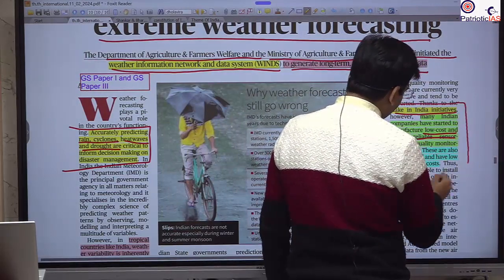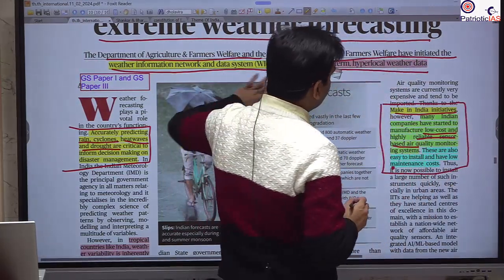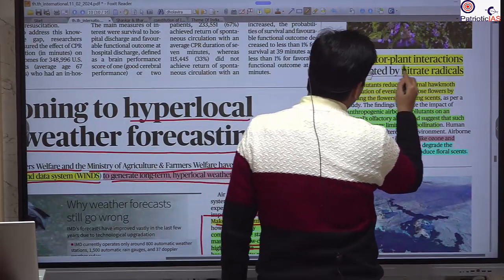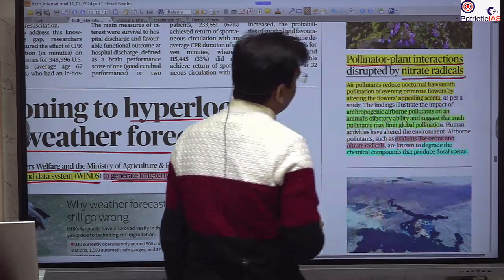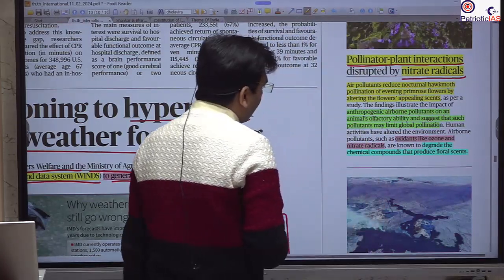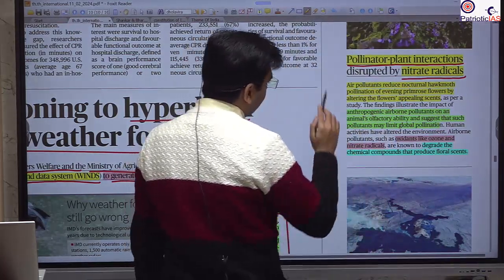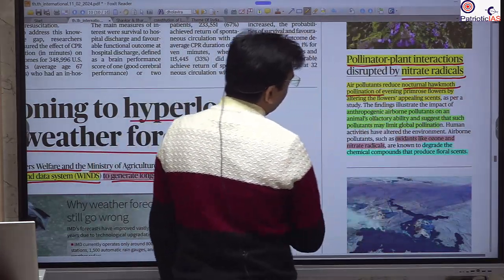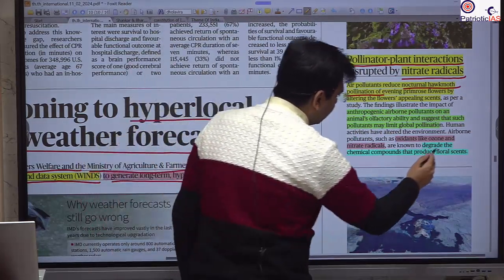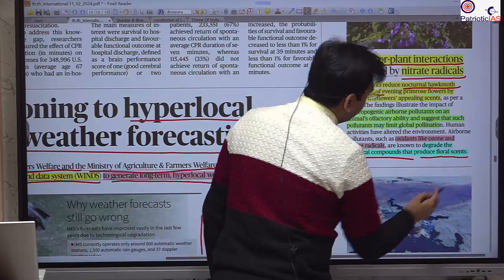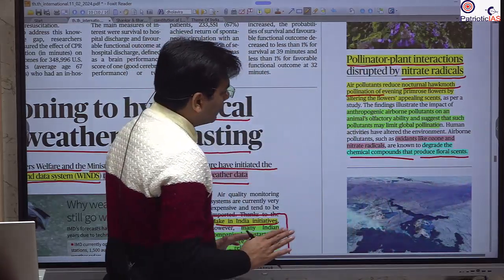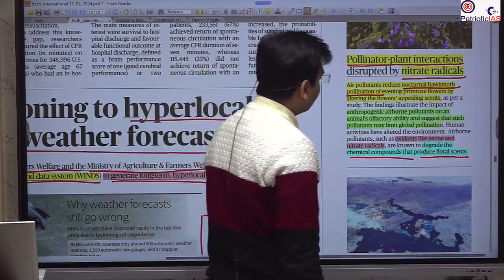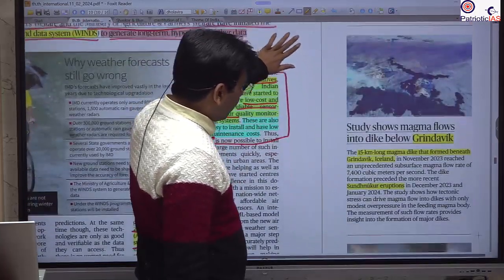So whenever you have to write about what we have achieved under the Make in India initiative, you can bring in all these things. Another important thing with respect to pollinator-plant interaction is that it is getting deteriorated due to nitrate radicals. You should know this air pollutant reduces nocturnal hawkmoth pollination. That's why there is degradation in the chemical compounds that produce the fluorescence, and that's why there is degrading of this fluorescence in the pollinating plants.